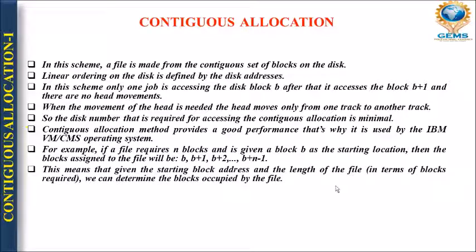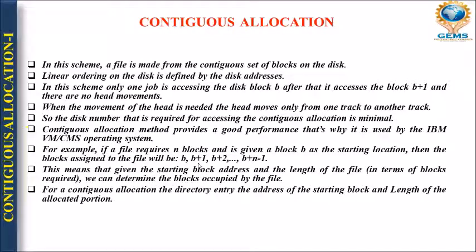This means the starting block and the length of the file and where it terminates are given here. That means where the block is starting for storing a file and what is the length of the file is provided in this contiguous allocation. So for contiguous allocation, the directory entry, which is related to the address of the starting block and length of the allocation, is very important.